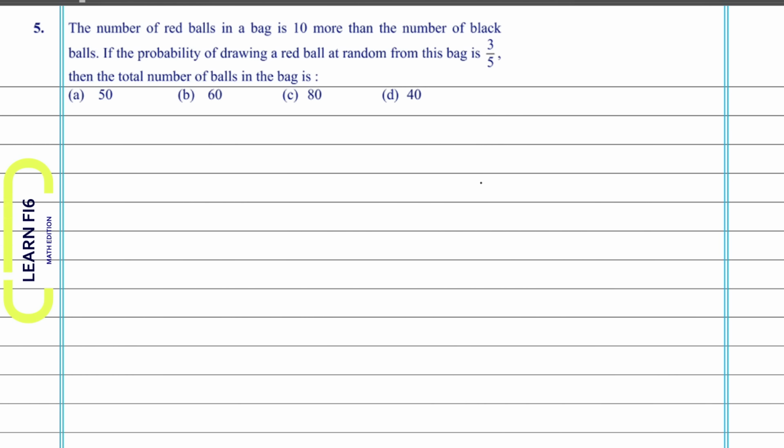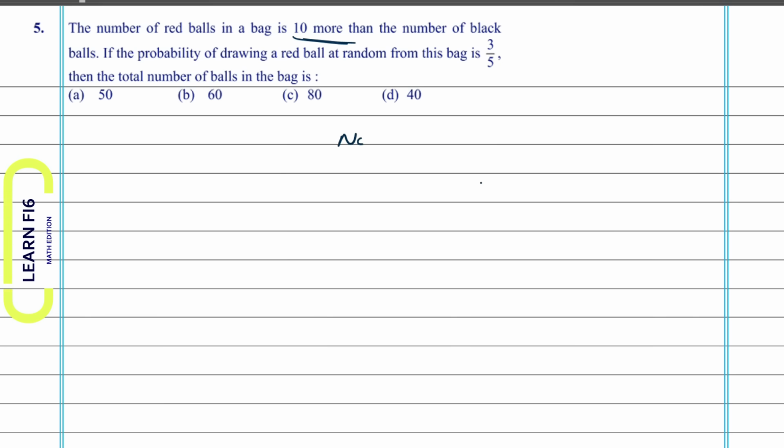Question number 5. The number of red balls in a bag is 10 more than the number of black balls. Okay. If the probability of drawing a red ball at random from the bag is 3 by 5, then the total number of balls in the bag is, we need to find the total number of balls. Okay. The number of red balls in a bag is 10 more than the number of black balls.